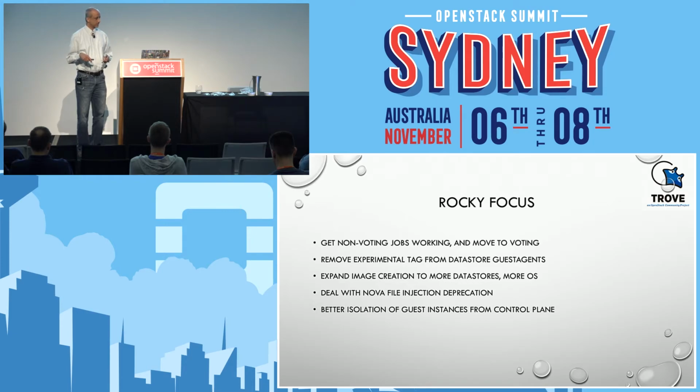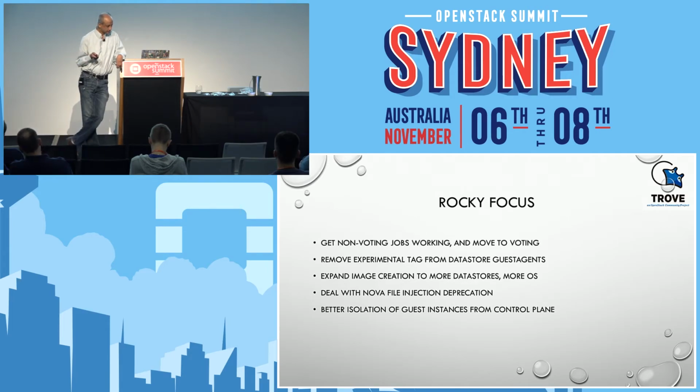During the R cycle, or the Rocky cycle, we want to get some of the non-voting jobs working again and move back to voting. I'd like to move some of those guest agents that are tagged as experimental. As more and more testing goes into them, I'd like to get those promoted and to not be tagged as experimental anymore. We talked about that image creation.